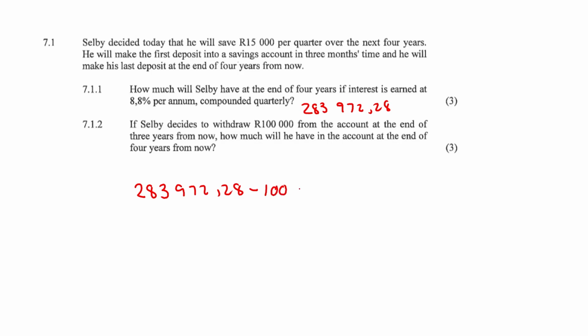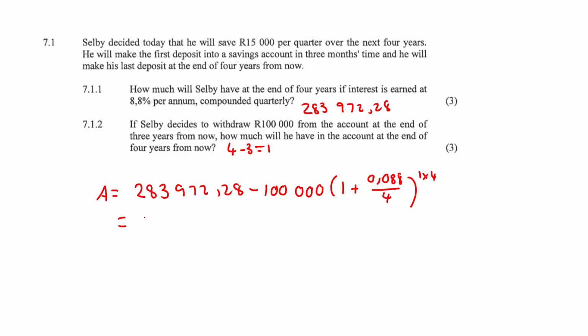Minus 100,000 rands. And again, we use a compound interest formula, so this is a lump sum. That's why we are using compound interest: 1 plus our I value, which is 0.088 over 4. From the end of year 3 to the end of year 4, how many years is that? 4 minus 3 is equal to 1. So 1 times 4 would be our N value.